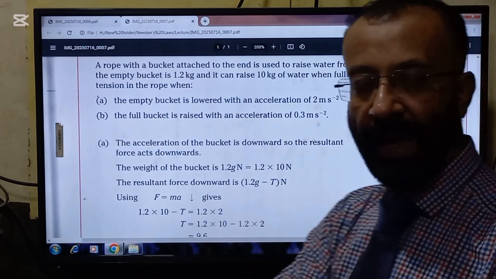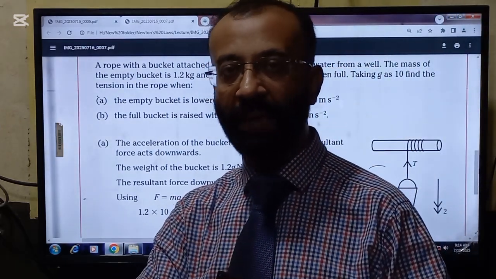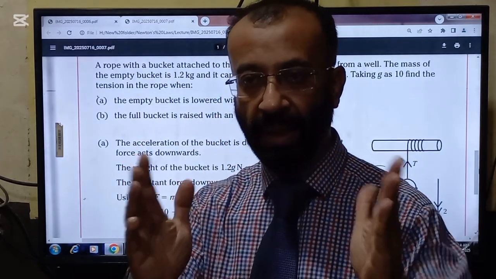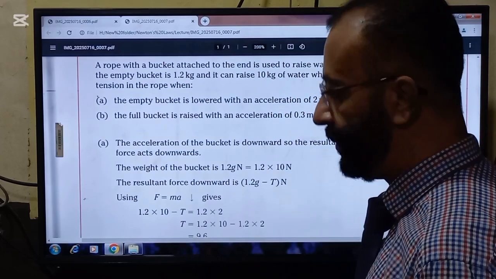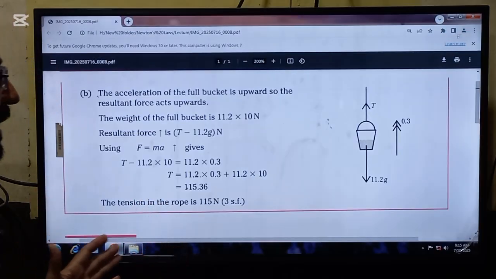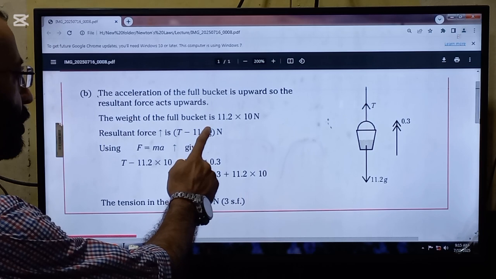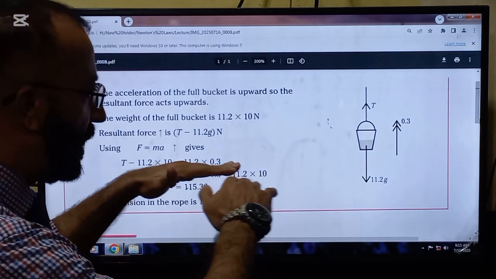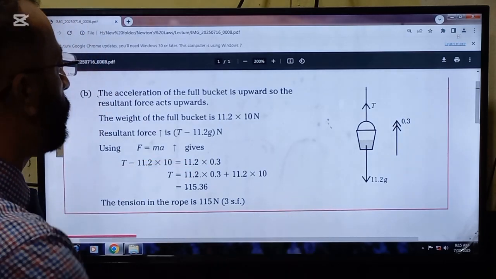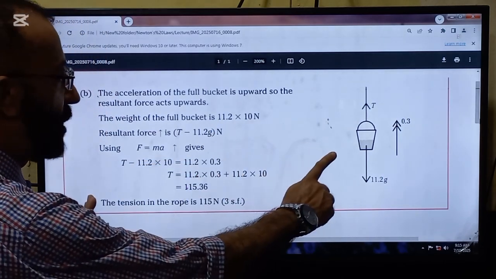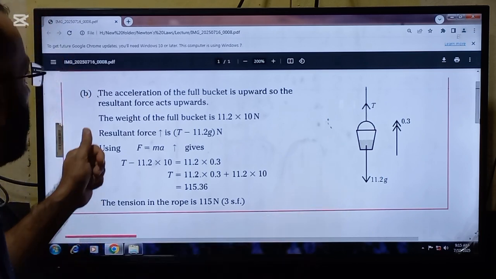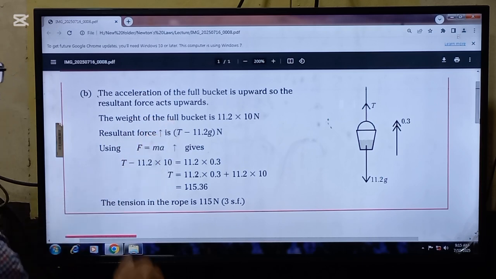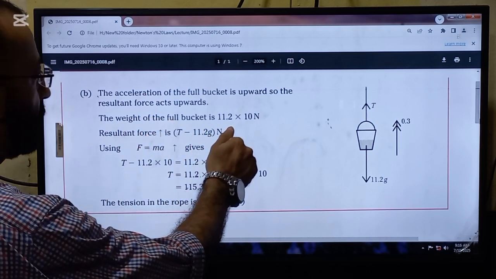So to raise the water from the well, it means the tension in the rope should be greater than the weight of the container. So look now, the mass of the container is now 11.2, because the empty container is 1.2 kg and the water's mass is 10 kg, so in total 11.2 kg is the mass of the container now. Because the acceleration of the full bucket is upwards, the resultant force acts upwards. So the weight of the full bucket is now 11.2 into 10.